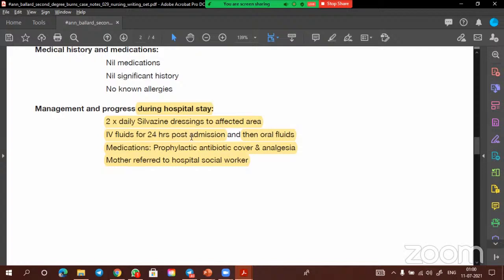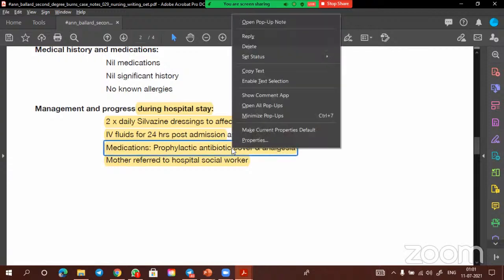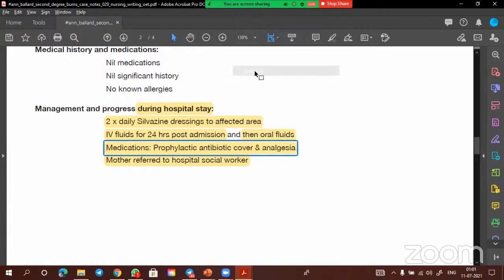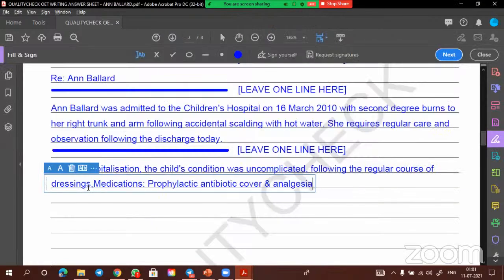IV fluids 24 hours post admission, then oral fluids. Okay, we can take this one a little later. The next one is prophylactic antibiotic cover and analgesia. So you can write this one. These two things. Prophylactic antibiotic cover. These two things you can use here.